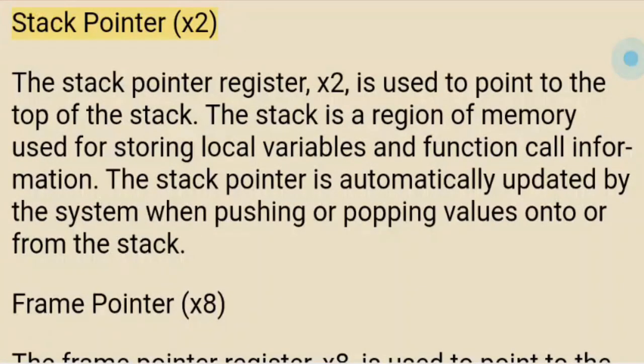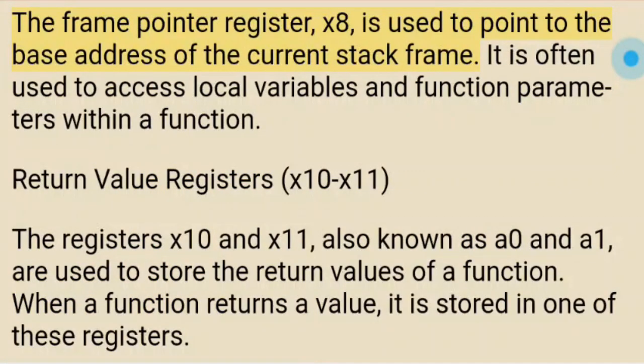Stack pointer, X2. The stack pointer register, X2, is used to point to the top of the stack. The stack is a region of memory used for storing local variables and function call information. The stack pointer is automatically updated by the system when pushing or popping values onto or from the stack. Frame pointer, X8. The frame pointer register, X8, is used to point to the base address of the current stack frame. It is often used to access local variables and function parameters within a function.